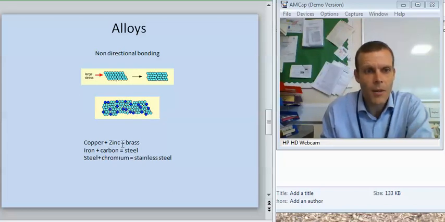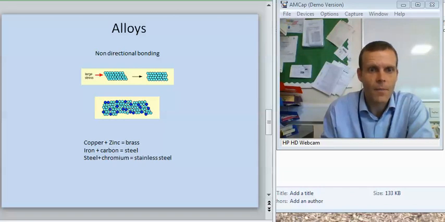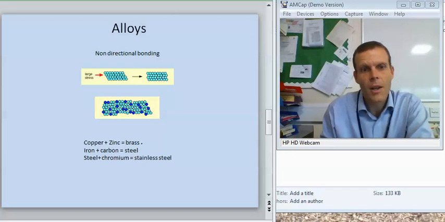And some examples of alloys are given just there. So copper and zinc will make brass, which often gives it a nice appearance. It's used in brass instruments, and it maybe makes it easier to shape into trumpets and such like. If we add a bit of carbon to iron, we can make steel. And then if we take that and add some chromium, we can make it much less likely to rust and produce stainless steel, which is used in your knives and forks.